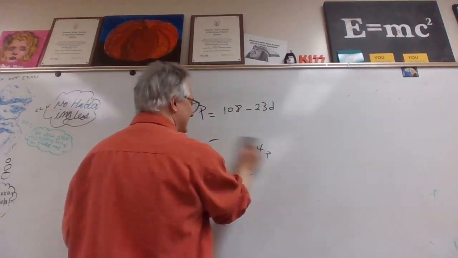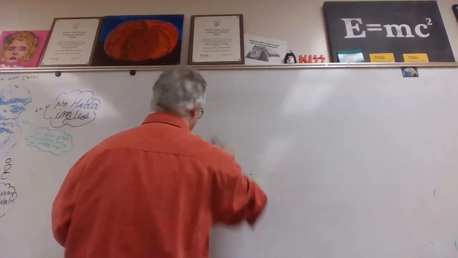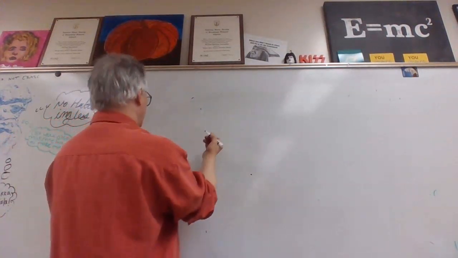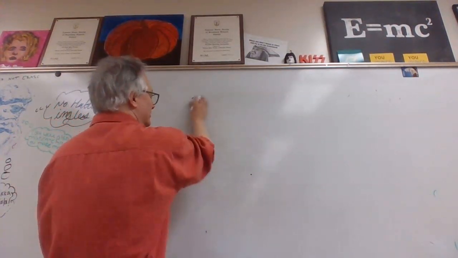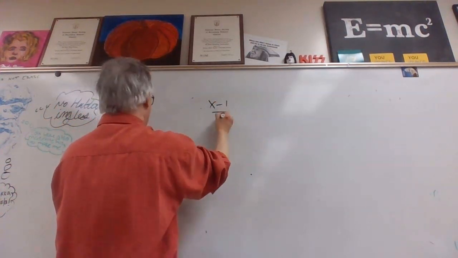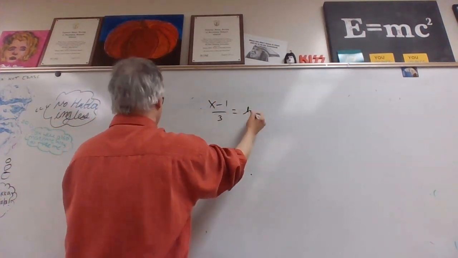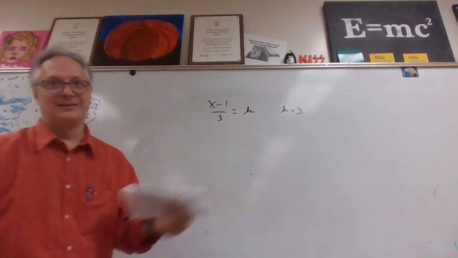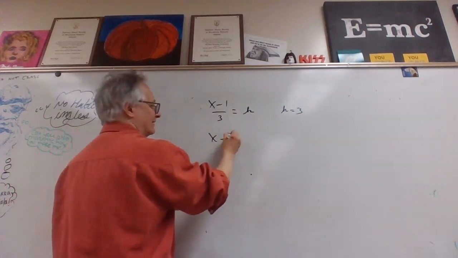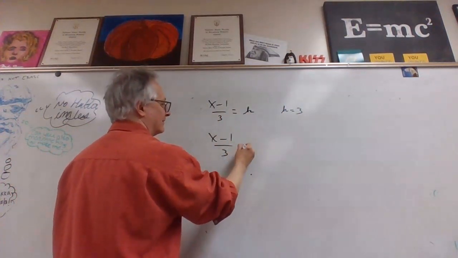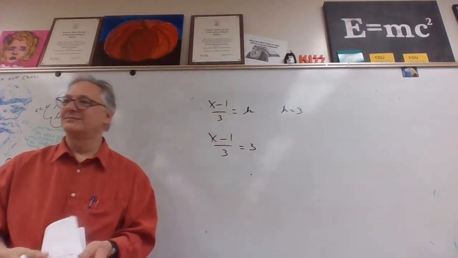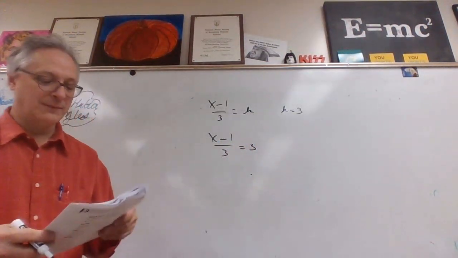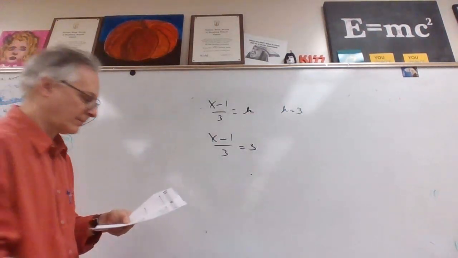Okay. And the last one in this section, oh my gosh, it's almost 3 o'clock. This is just a goofy question. So it says x minus 1 over 3 equals k. What's the value of x if k equals 3? Yeah, you're done. Oh, and we skipped the i one.